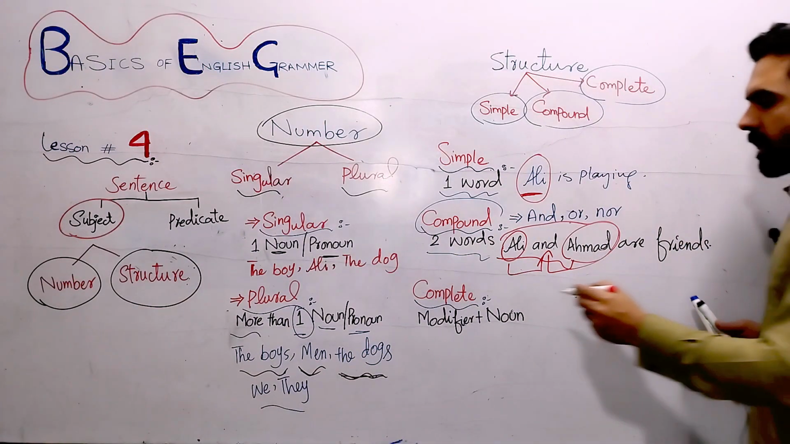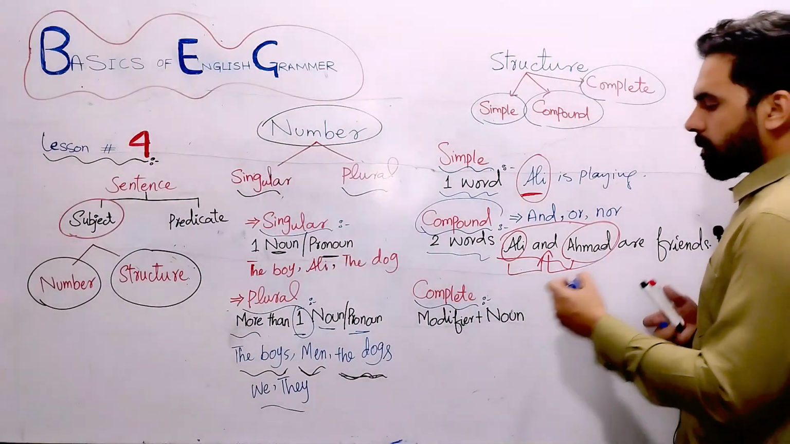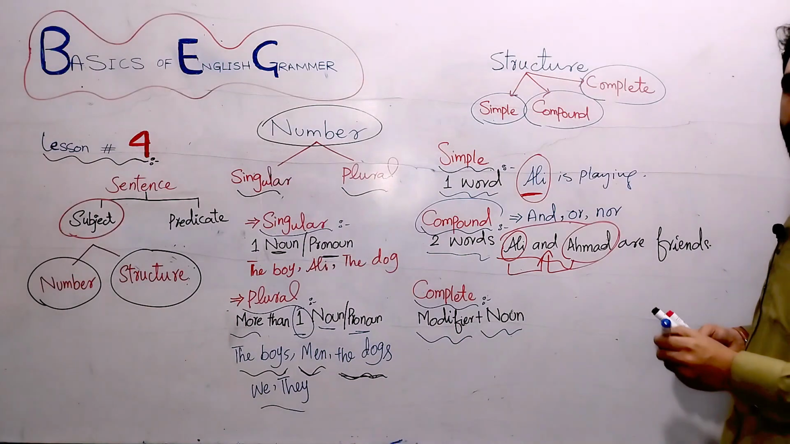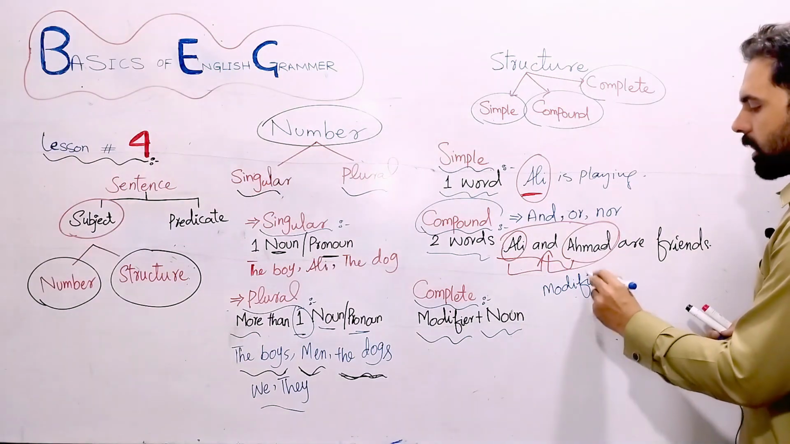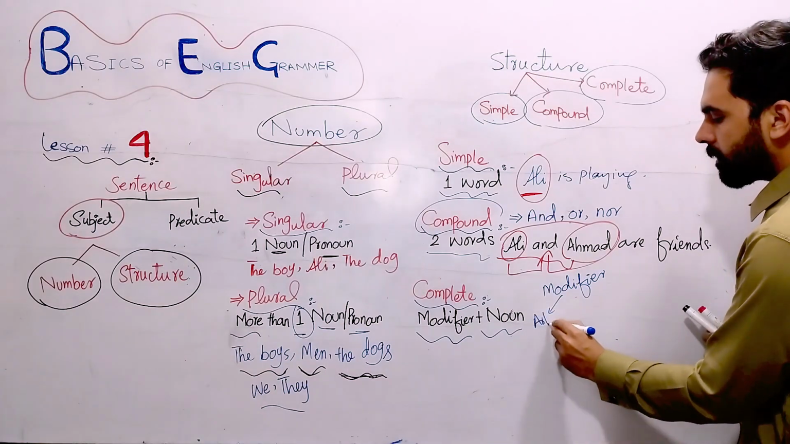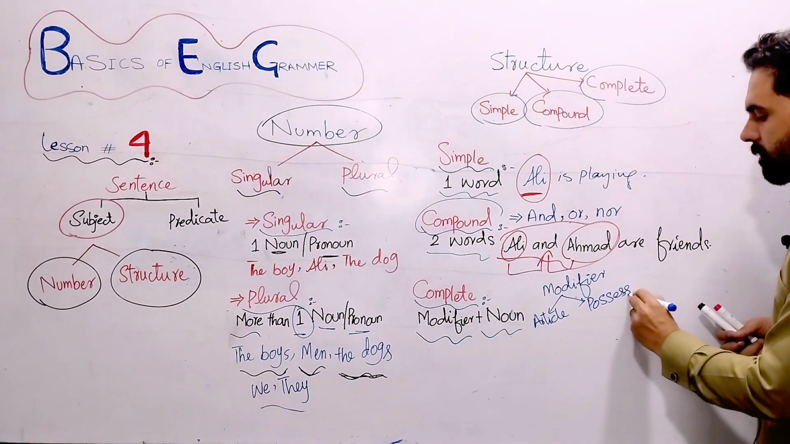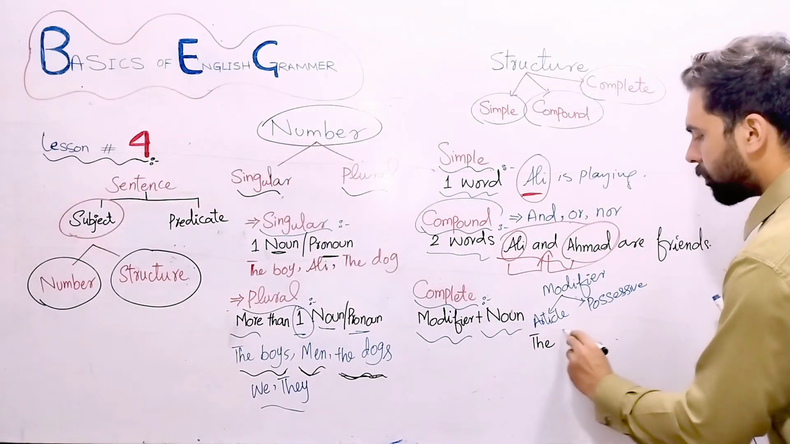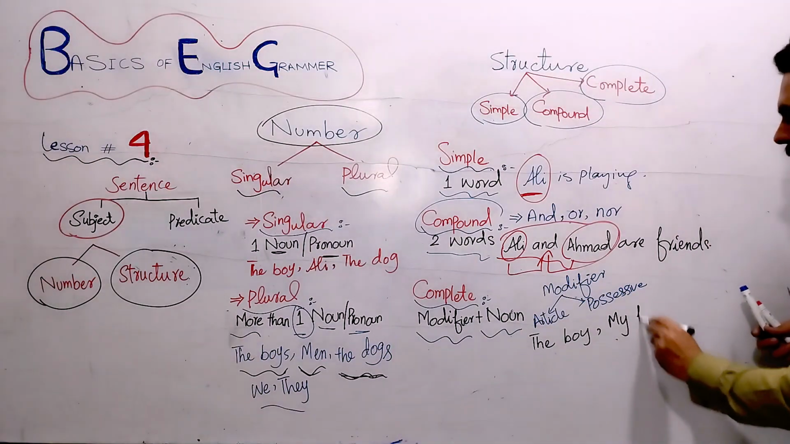Okay. The third one is complete subject. Complete subject is a subject that is formed by a modifier along with a noun. Okay, what is a modifier? For the time being, I am just giving you a brief idea of modifiers. Modifiers can be articles or they can be possessives. If I say the boy, or if I say my friend.